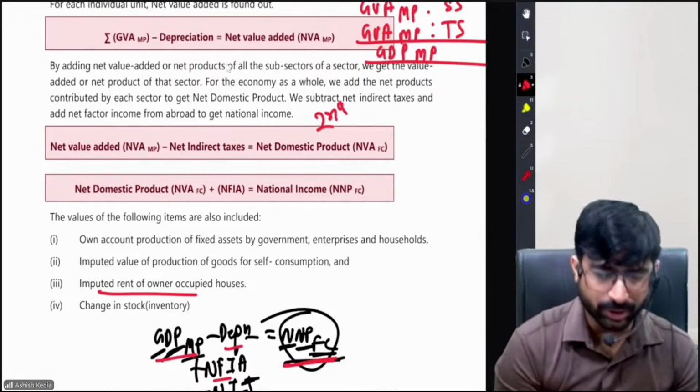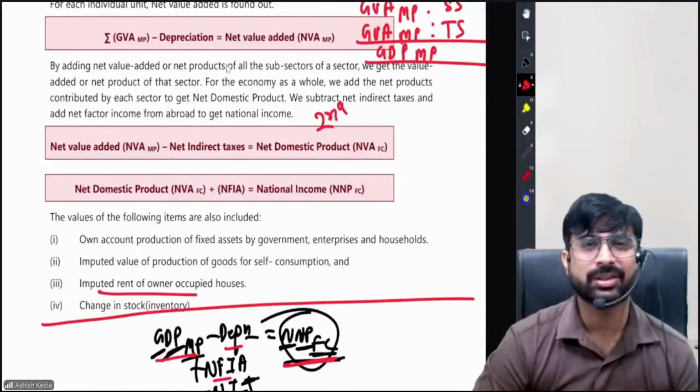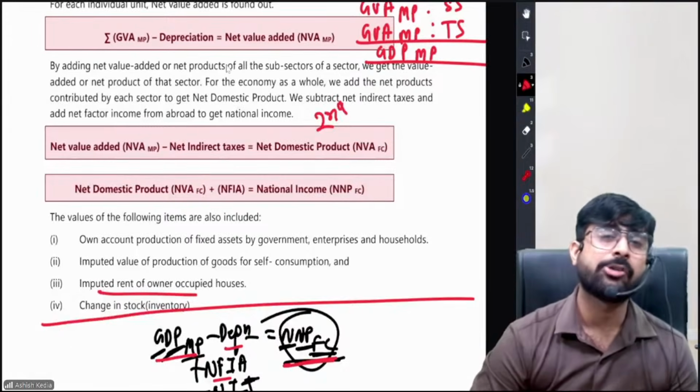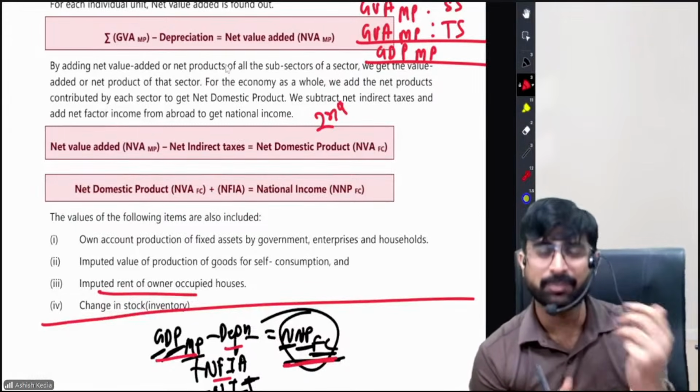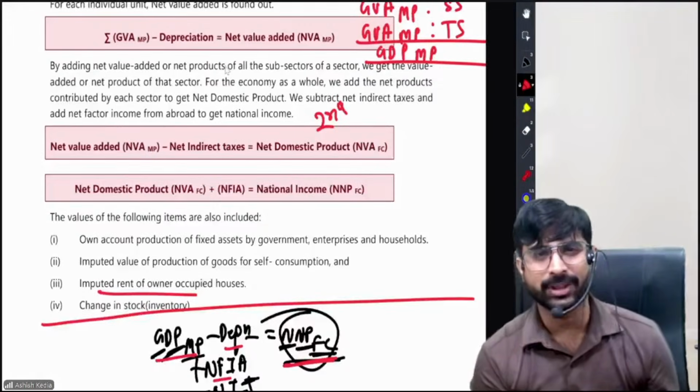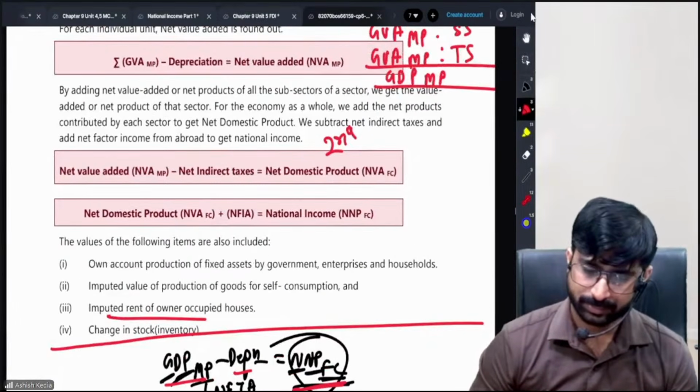With this, students, with the value added method, I leave you in today's class. See you all in the next class where we are going to discuss what? Income and expenditure methods, some numericals, and Keynesian economics. That's it. Goodbye, everyone.